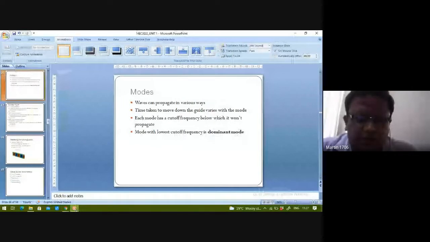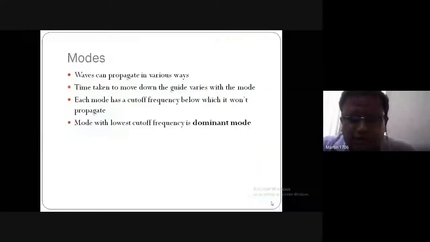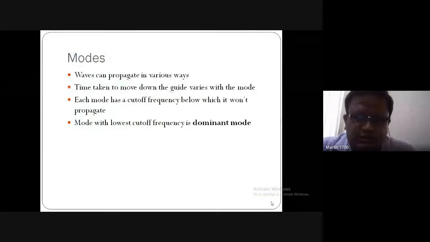But among the various modes, which one is the dominant? Based on the wave propagating in this type of waveguide, we are going to calculate the electric and magnetic field with respect to time. We will first find the cutoff frequency, and we will find the lowest cutoff frequency. The mode with the lowest cutoff frequency is the dominant mode.